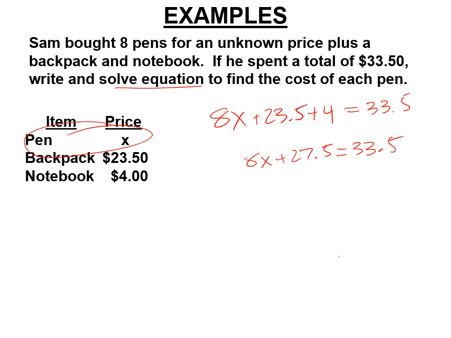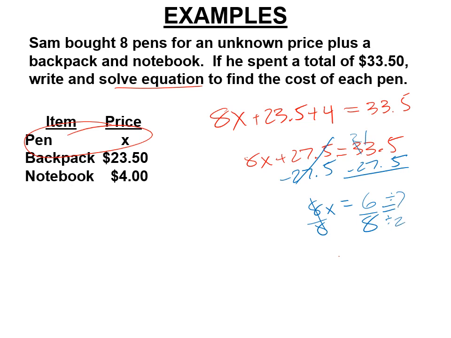Now we're going to solve it. We're going to subtract 27.5 from both sides. 8x equals, well, that's nicely a 0. And that becomes a 6. So we got 8x equals 6. All right, divide both sides by 8. All right, so 6/8 is never a right answer because we have to simplify it. So x equals 3/4.